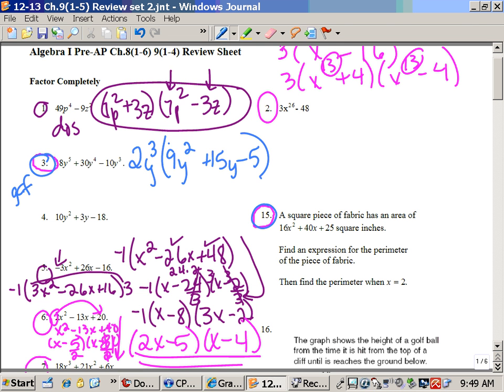If I were to take the 9 off and put it over there to the 5, that makes a 45. Can you think of something that multiplies to give me 45 and adds to give me 15? Guess what? There's not anything. So that means that this is your final answer.